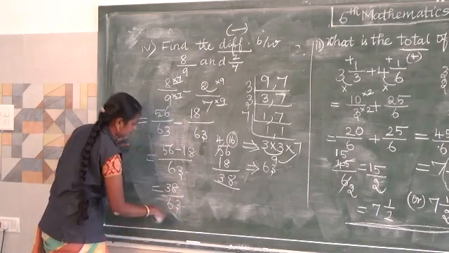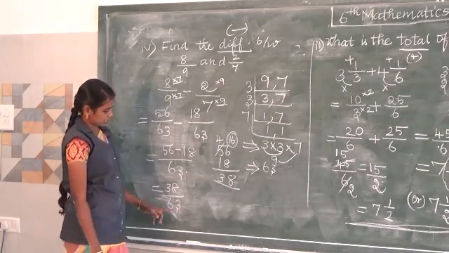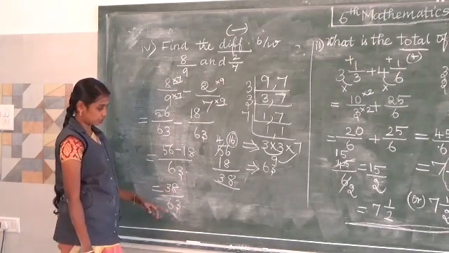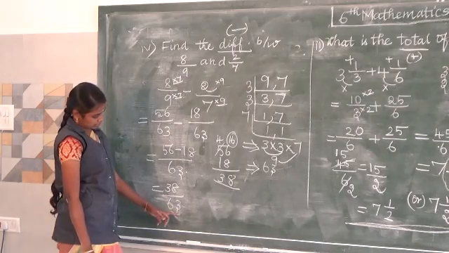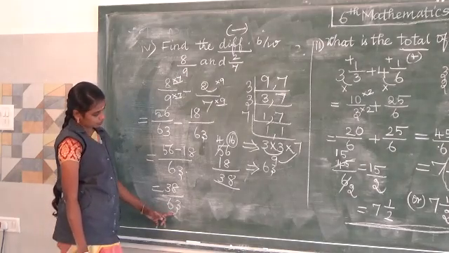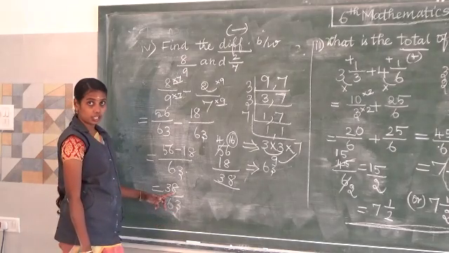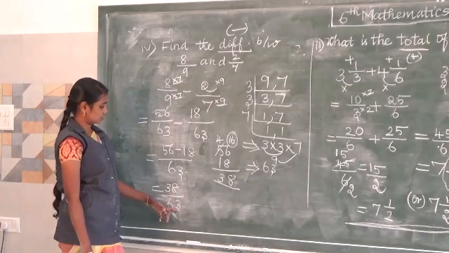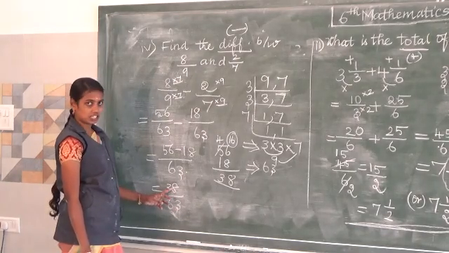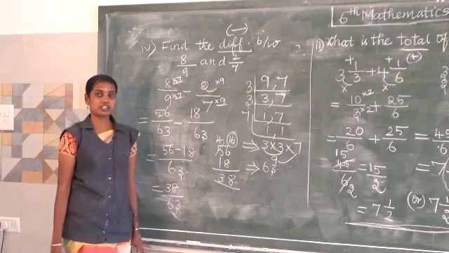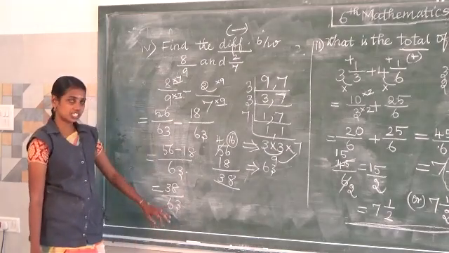38 by 63. If you can cancel, you can cancel it, or else you don't want to cancel. Here 63 will come in the 9 table, but 38 will not come in the 9 table. It will come in the 7 table also, but 38 will not be coming. So let the answer be 38 by 63.